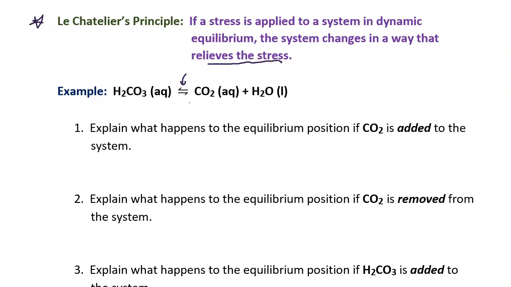Number 1, explain what happens to the equilibrium position if CO2 is added to the system. And remember Le Chatelier's principle. When a stress is applied, the system will change in a way that relieves the stress. So if you add CO2, if you increase the amount of this substance, how will the equilibrium position change? It will move to the left. It will favor the reactants.